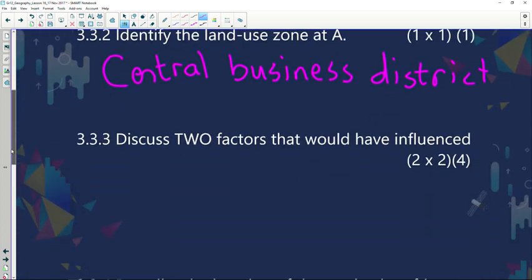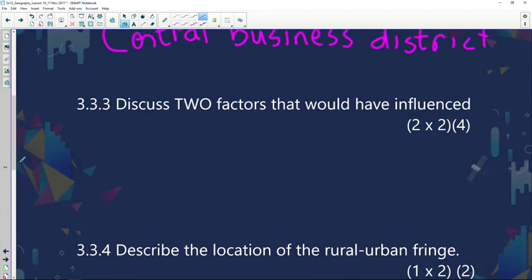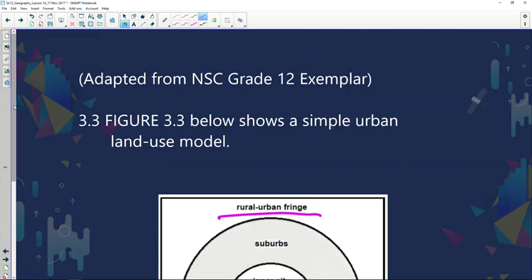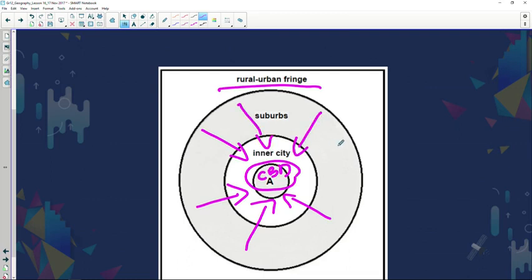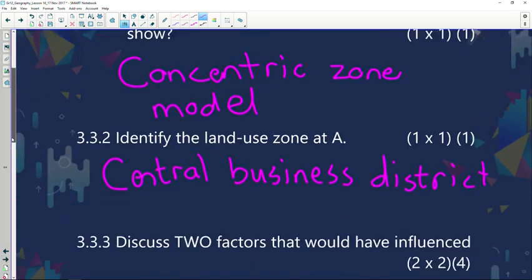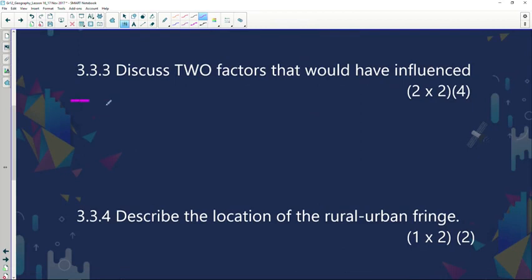Our next question, 3.3.3. Discuss two factors that will have influenced the position of A. Now, first of all, if you look at your concentric model, it's your most accessible area. So from your suburbs, from all your areas, it's the easiest way to get to the CBD. So our first reason that we can write over there is the most accessible part of the city.